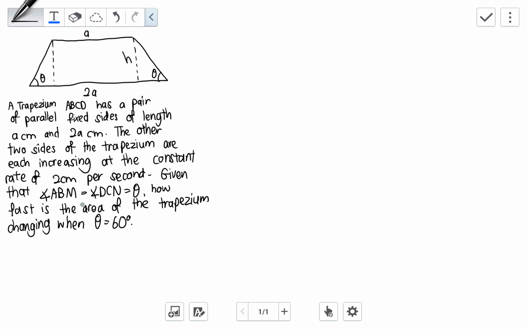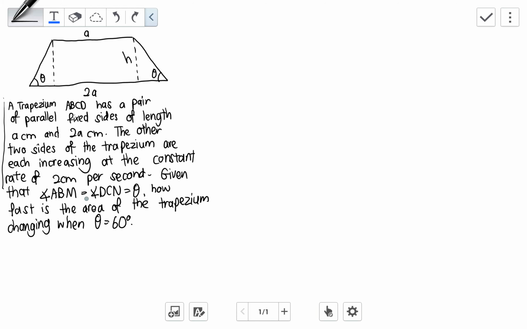Given that angle ABM and angle DCN equal theta, so theta stands for the same value, how fast is the area of the trapezium changing when theta equals 60 degrees? To do this kind of question, we start from the question first. We don't care about this block of information first. The entire block stretches from here to here, so we don't care about it first.